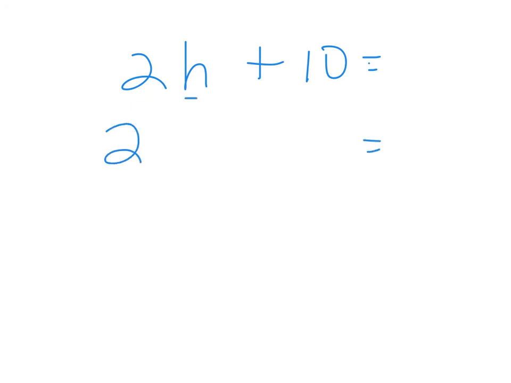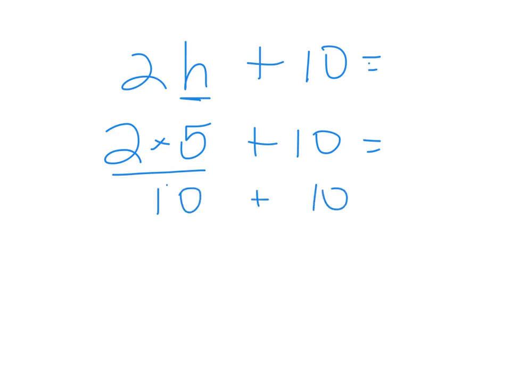So now let's find out what that something is. So 2, and what was the number of h again? We were going to use the number 5. So 2 times 5 plus 10 is equal to what? 2 times 5 is 10, plus 10 is equal to 20. So it was going to cost $20.